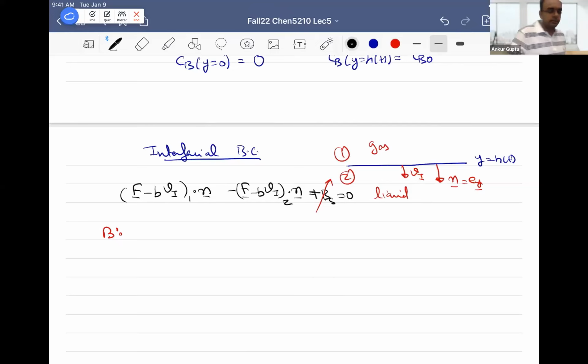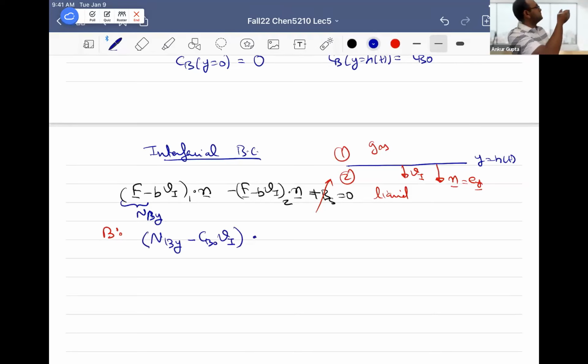Okay, so now the flux in the first phase, that's the N_BY. I hope it's clear. This is the N_BY, sorry. What is the convection term? What is the value of concentration in the gas phase? C_V naught. Perfect, that's C_V naught. C_V naught times the velocity is the first term, with the Y component.